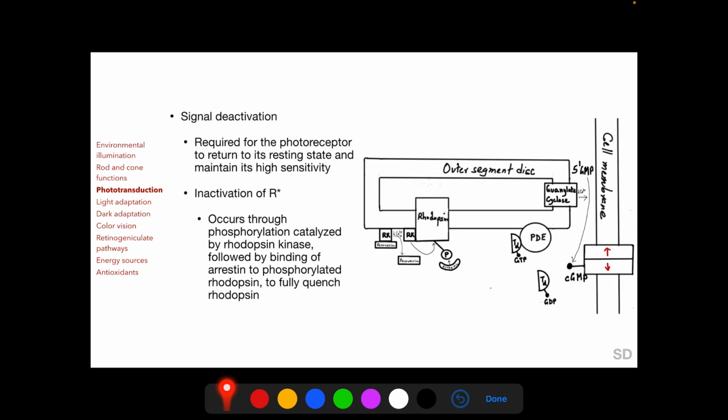Signal deactivation is required for the photoreceptor to return to its resting state and maintain its high sensitivity to light, and it occurs by inactivation of metarhodopsin, inactivation of cyclic GMP phosphodiesterase, and cyclic GMP resynthesis. Inactivation of the metarhodopsin molecule occurs through phosphorylation of the rhodopsin molecule by rhodopsin kinase enzyme, followed by binding of arrestin to phosphorylated rhodopsin to fully quench rhodopsin so that it again becomes sensitive to photons. Rhodopsin kinase is stimulated to phosphorylate rhodopsin by removal of its inhibition by recoverin, which we will be discussing further.